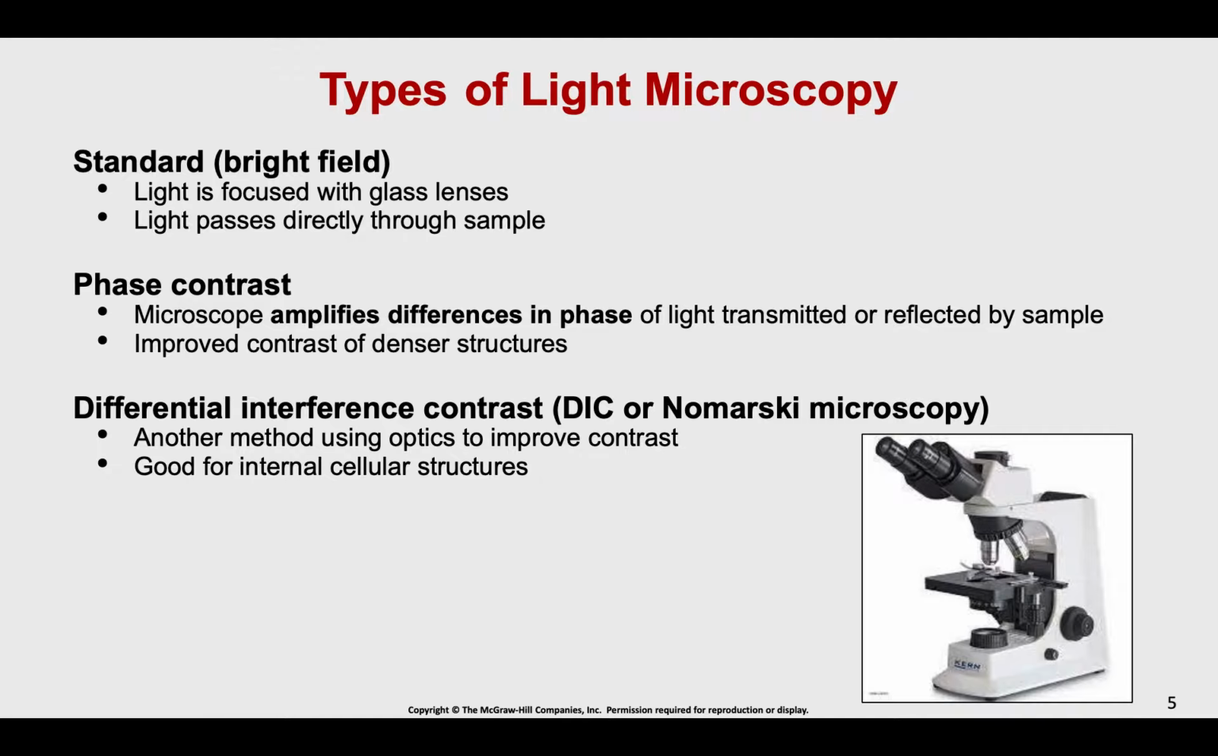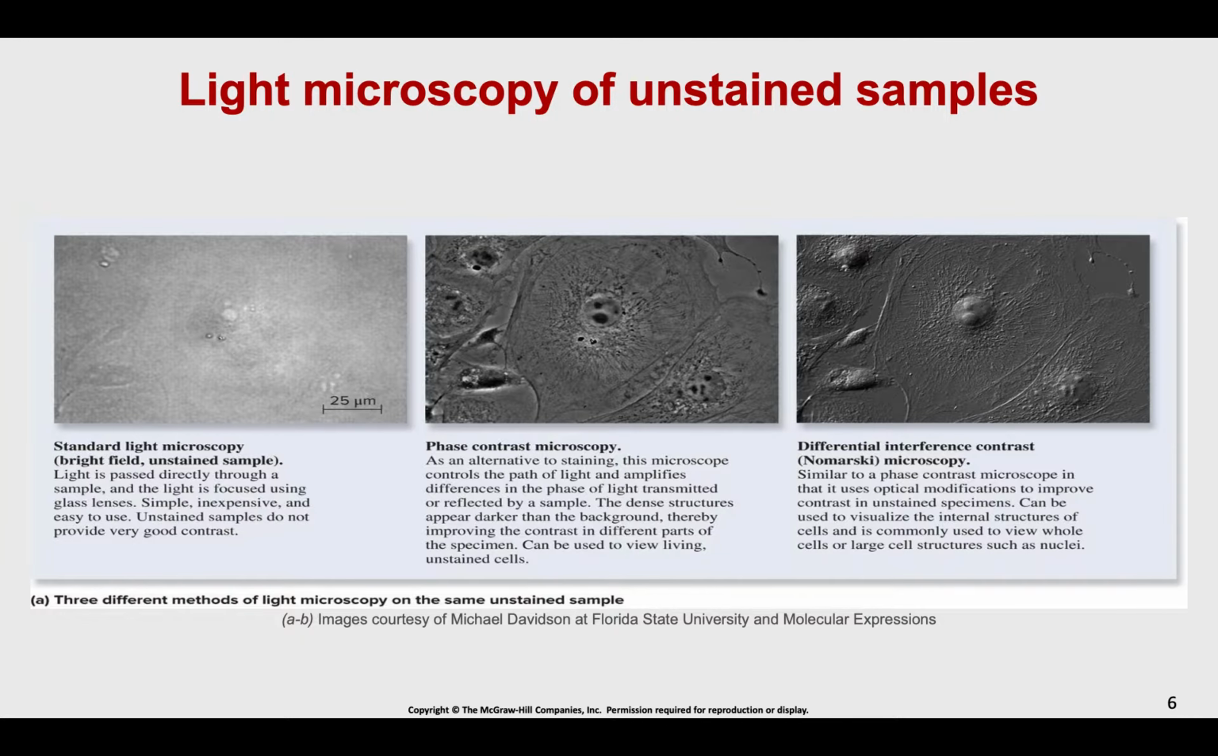And then we also have this type of microscopy called differential interference contrast, all right, or DIC, also known as Nomarski microscopy. All right, so it's another method that we're using light, reflecting light back to us in different ways to help improve the contrast, and it's really good for looking at internal cellular structures. All right, so what does this mean visually? So these are the different types of microscopy when we're talking about a light microscope.